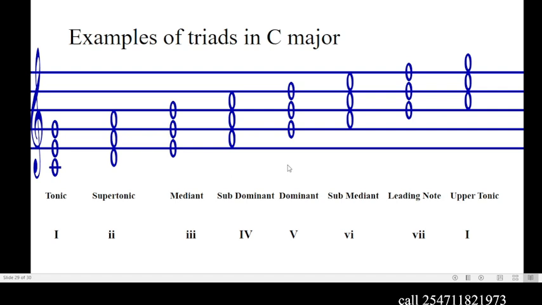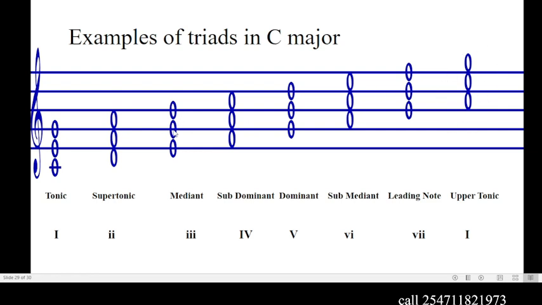And remember, in the key of C, the tonic triad will be the first one on C. The one that we make on the C will be the tonic triad in C major. This will be the supertonic triad in C major. This one will be the mediant triad in C major. This one will be the subdominant triad in C major. This one will be the dominant triad in C major. This one will be the submediant triad in C major. This one will be the leading note triad in C major. And this one will be the upper tonic triad in C major.